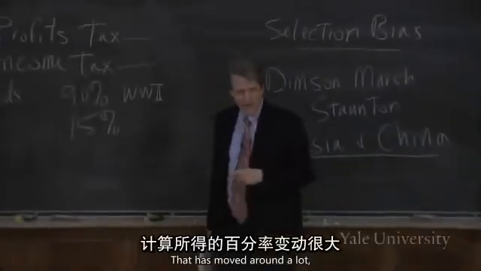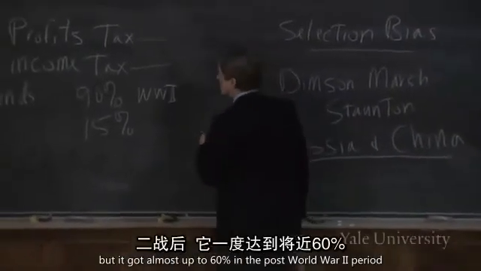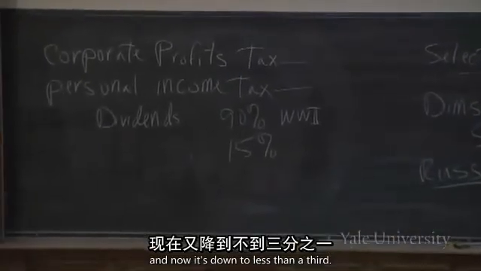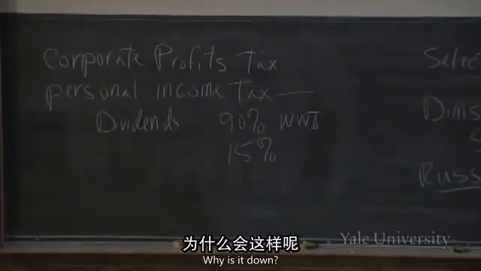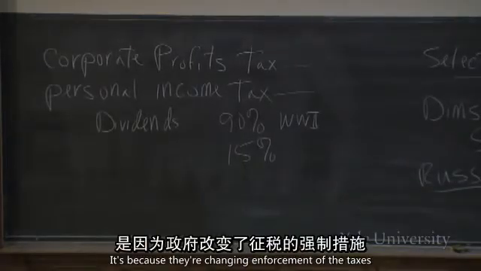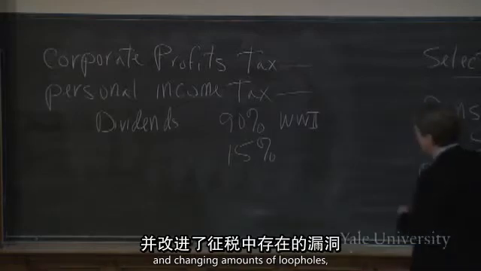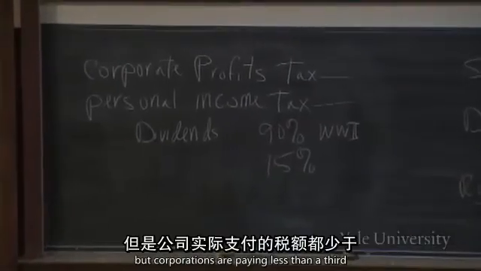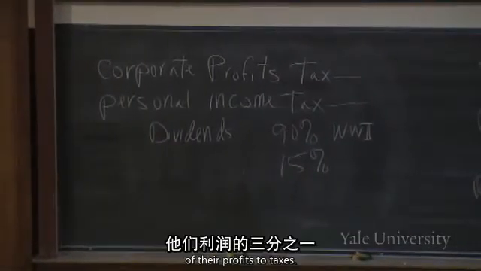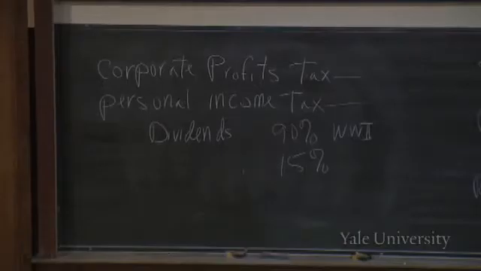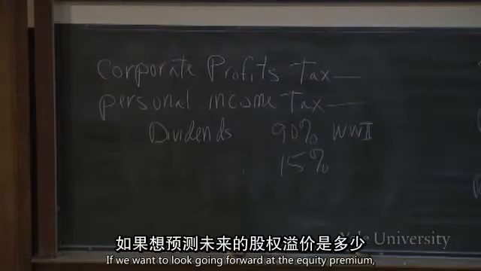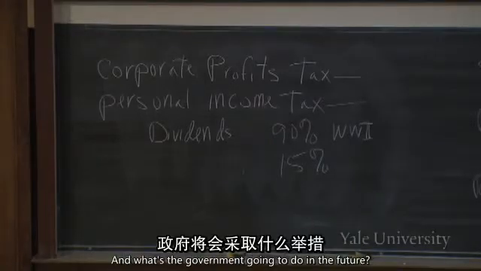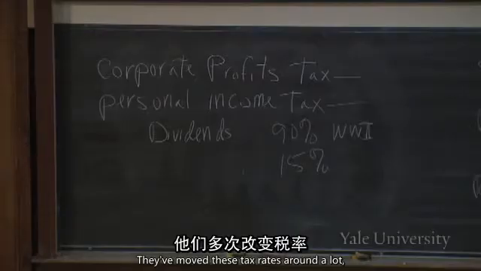And that has moved around a lot. But it got almost up to 60% in the post-World War II period. And now it's down to less than 1/3. Why is it down? It's because of changing enforcement of the taxes and changing amounts of loopholes. So most countries have a tax rate of about a third, but corporations are paying less than a third of their profits in taxes. So if we want to look going forward at the equity premium, we have to know what the politics is and what the government is going to do in the future. They've moved these tax rates around a lot.